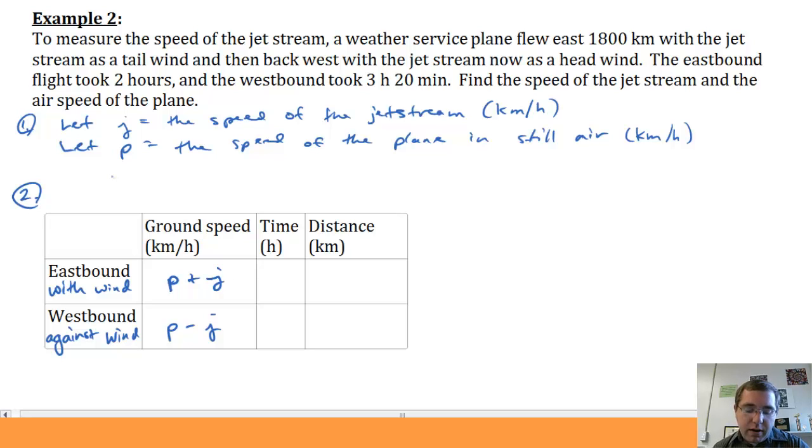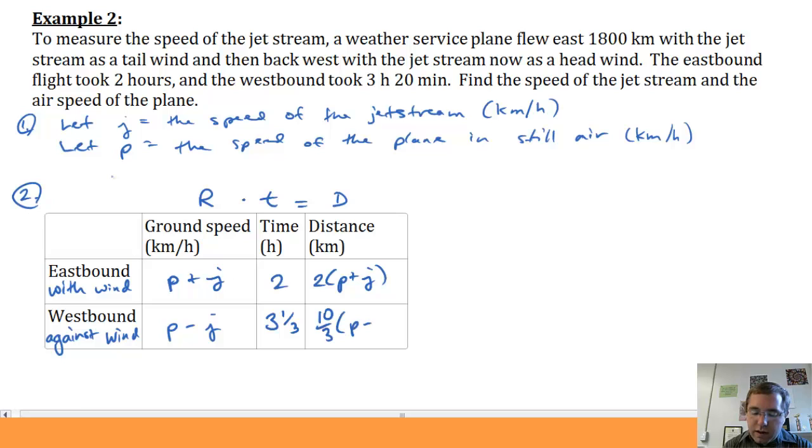Now, how much time are they taking? Well, eastbound it took 2 hours. Westbound it took 3 hours and 20 minutes. Well, we need everything in hours. So we're going to say 3 1/3 hours. 20 minutes is 1/3 of an hour. The distance that they're traveling, well, remember that distance equals the rate times the time. So I just need to multiply the speed by the time and I'll get the distance. So that's 2 times P plus J on the eastbound trip, and 3 1/3, which is 10/3, times P minus J on the westbound trip.